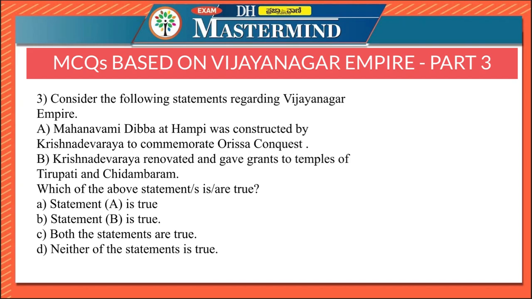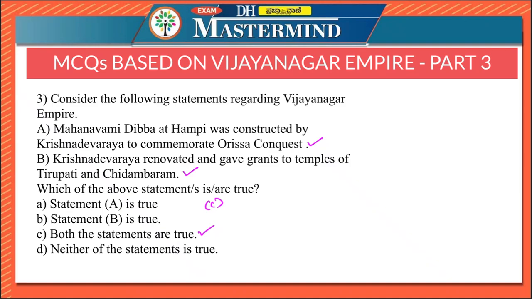Consider the following statements regarding Vijayanagar Empire. Statement A says Mahanavami Dibba at Hampi was constructed by Krishnadevaraya to commemorate Orissa conquest. Statement B says Krishnadevaraya renovated and gave grants to temples of Tirupati and Chidambaram. Both the statements are correct. Hence, the correct option is option C.